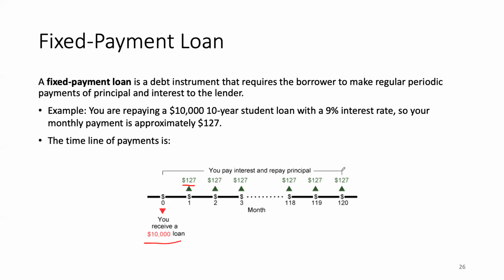Because there's no balloon payment, people don't just make the interest payments and then, when it comes time to make the principal payment, default on it. You can guard against that with this kind of a structure.